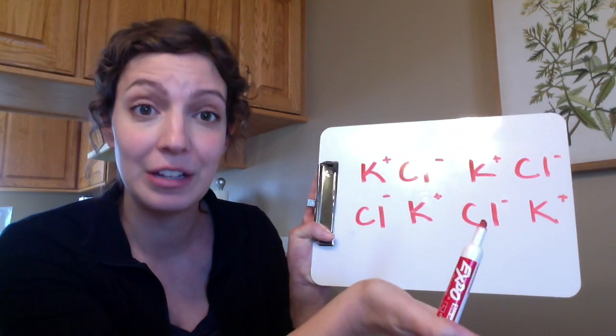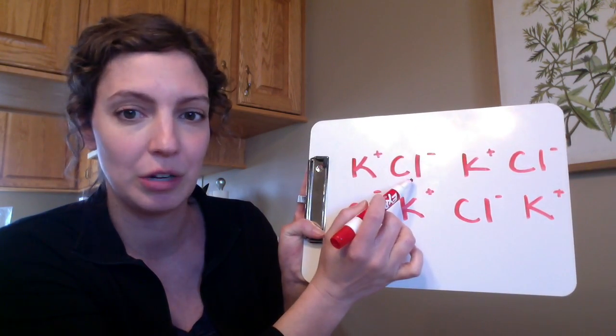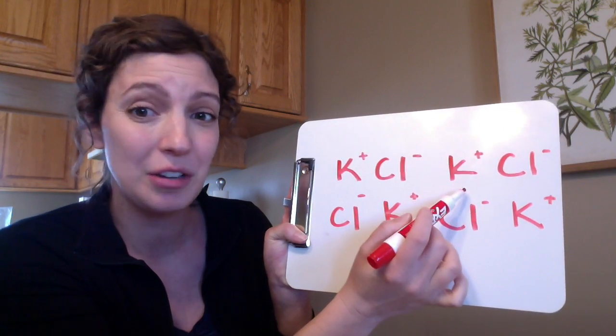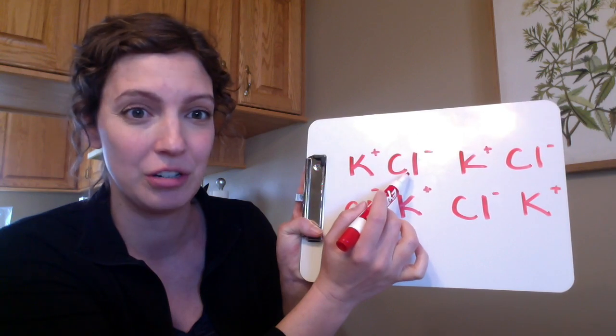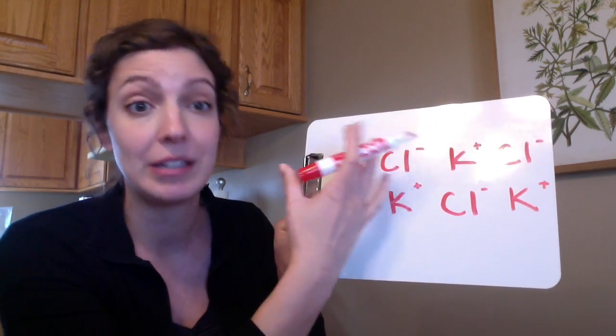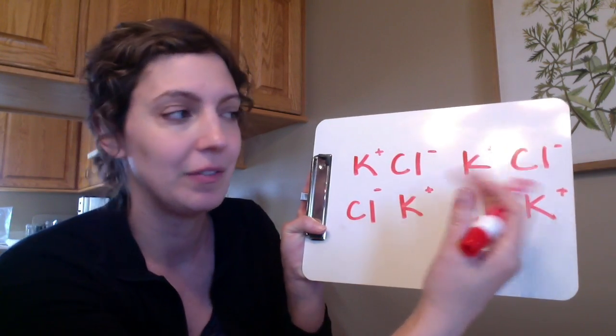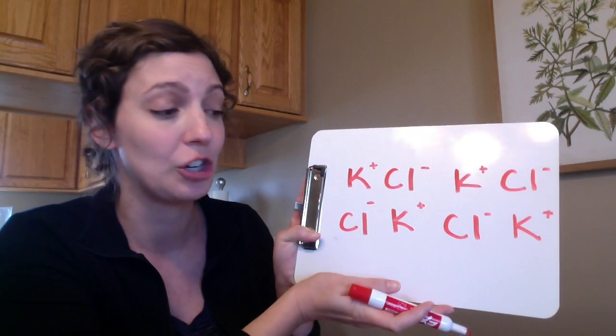So positive and negative things are attracted to each other, right? So this potassium is attracted to this chlorine. But this chlorine is also attracted to this potassium, right? Because this has a positive charge and this has a negative charge. We know we can stack lots of magnets up against each other, just positive and negative and positive and negative and positive and negative, right? And so that's what happens in this extended structure, right?